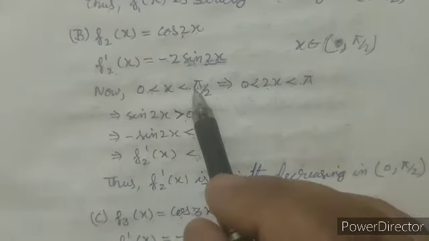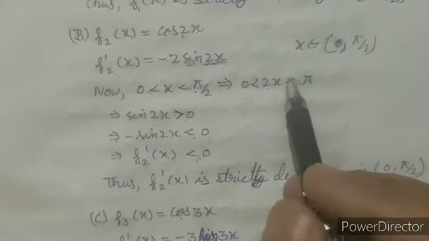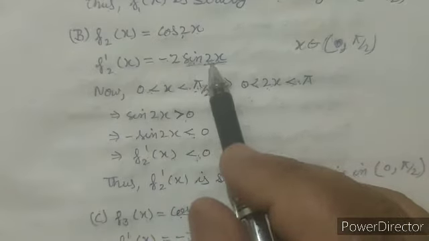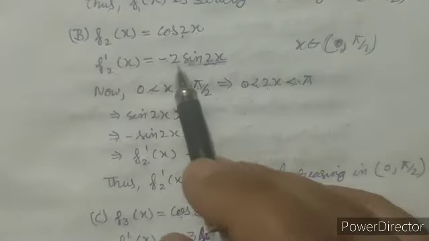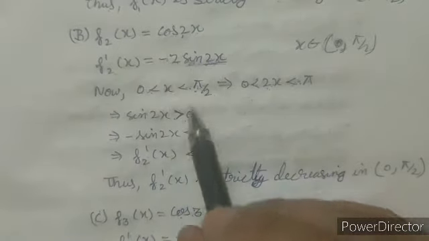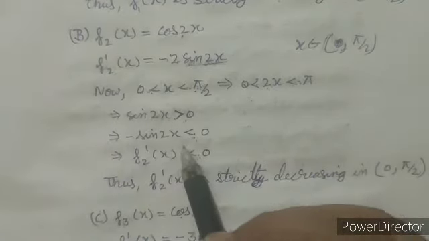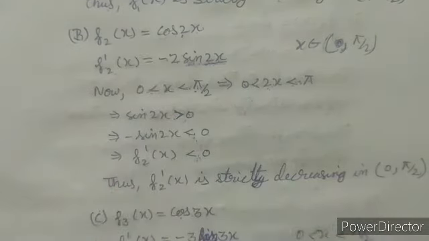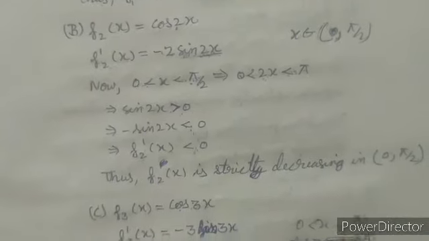Now on multiplying each term by 2, this 2x will lie between 0 to pi. Now in interval 0 to pi, the value of sin is positive. That means sin 2x will be greater than 0, or we can say minus 2 sin 2x will be less than 0. And that means f2 dash x is less than 0 in interval 0 to pi by 2. Thus we can say that f2(x) is strictly decreasing in interval 0 to pi by 2.